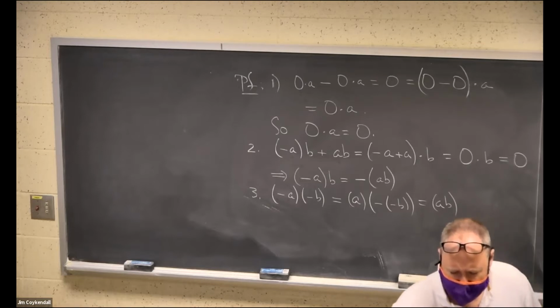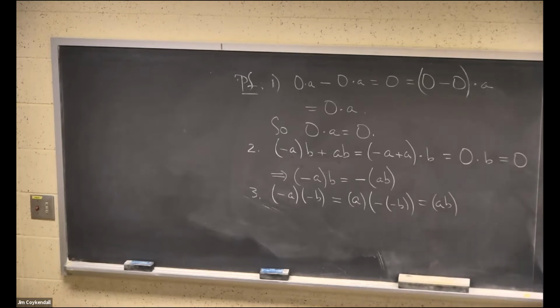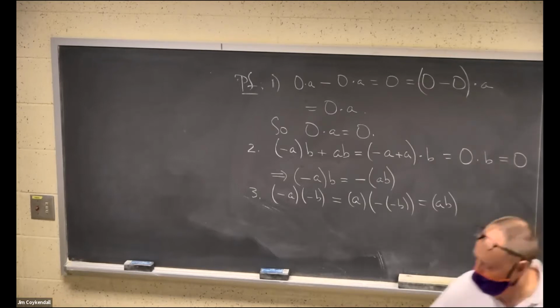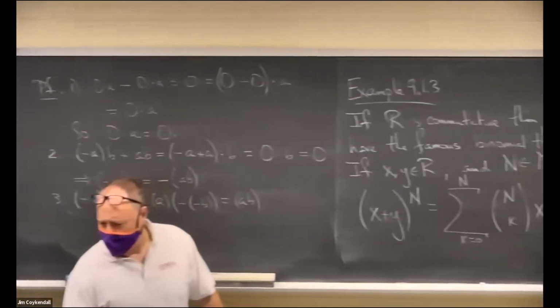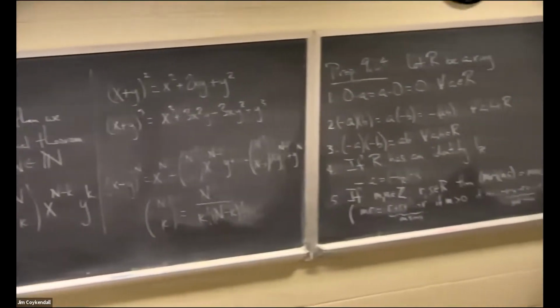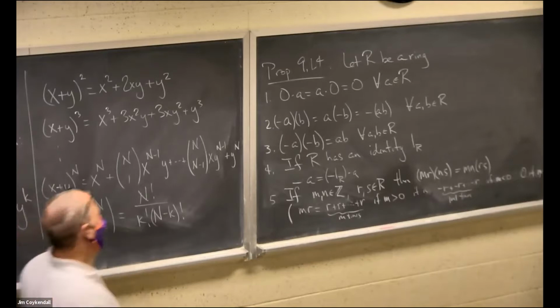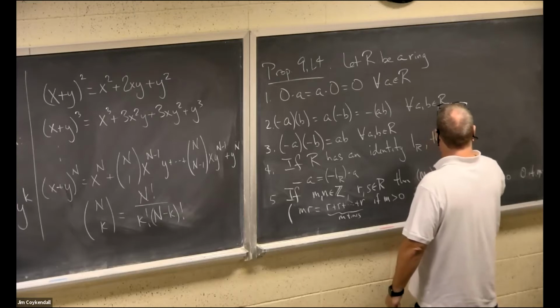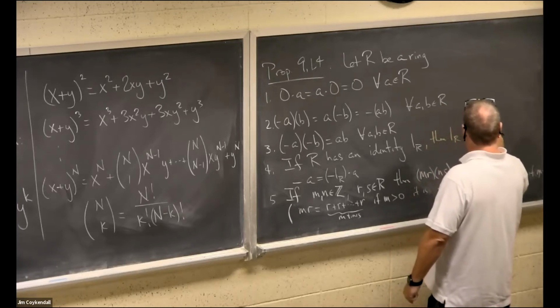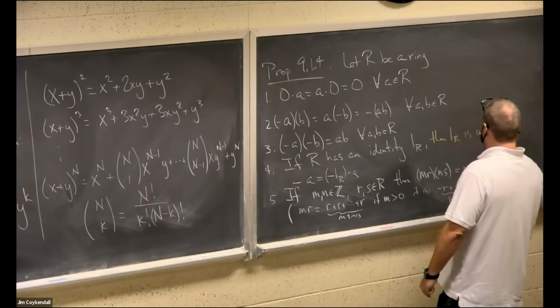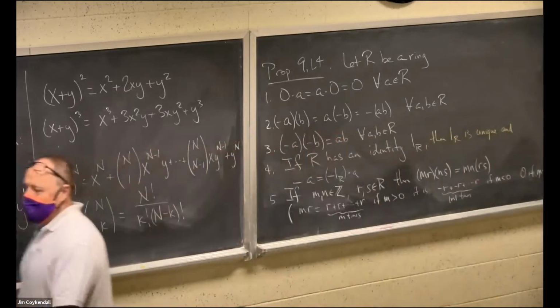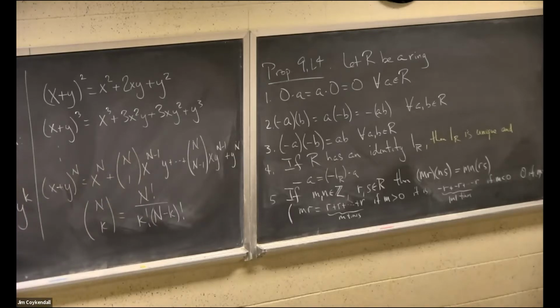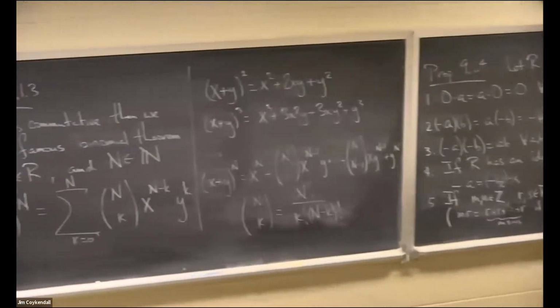Oh, and I forgot to write a statement about this. Let me go back here and throw in something to number 3. So we should update number 3 a little bit. It says in the notes, I meant to say: if R has an identity, then the identity is unique, and negative A is minus the identity times A. Okay, let's get back to the proof of that.